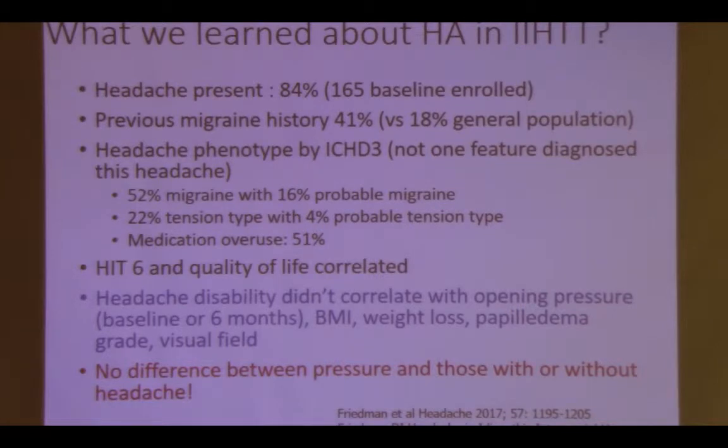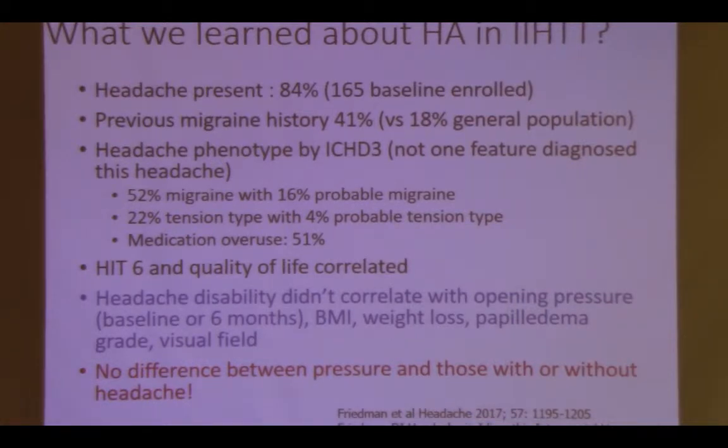And we learned a lot about the headache associated with high intracranial pressure. First, we learned that headache is present in 84% of the people who present with the condition. All the people who were entered in this study were diagnosed because they had papilledema, they had a normal MRI scan, they didn't have venous sinus thrombosis, they didn't have any of those other things, they had the idiopathic form of the condition. Surprisingly, 41% already had underlying migraine. In the general population for women, less than 20% of women have migraine.